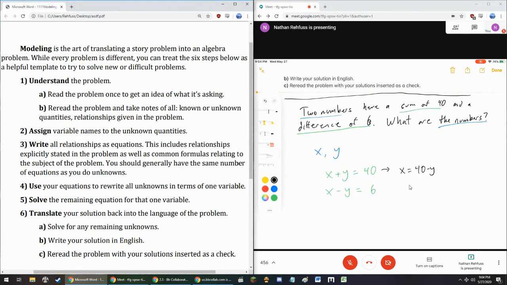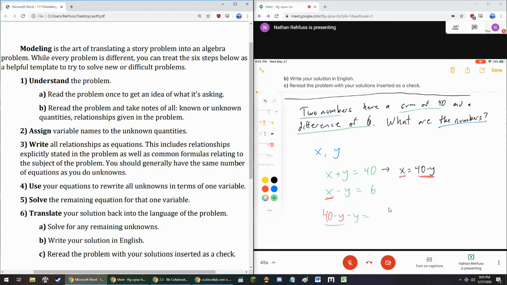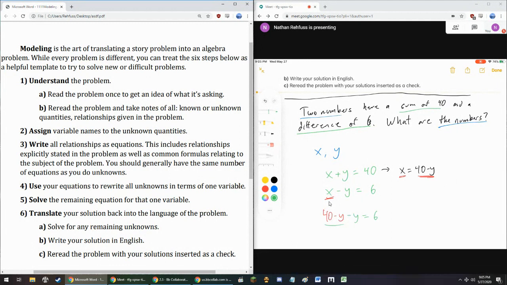And now what I'm going to do is say, if this is the value of x, so x is really equal to 40 minus y, then how I can rewrite an equation in terms of just 1 variable is take this other equation and say this x is really 40 minus y. So I'll put that in where the x used to be, and then finish writing the equation, minus y equals 6. So you see, the only thing that's changed is I've replaced this x with a 40 minus y. That's a really useful step. We'll use that a million times this semester.